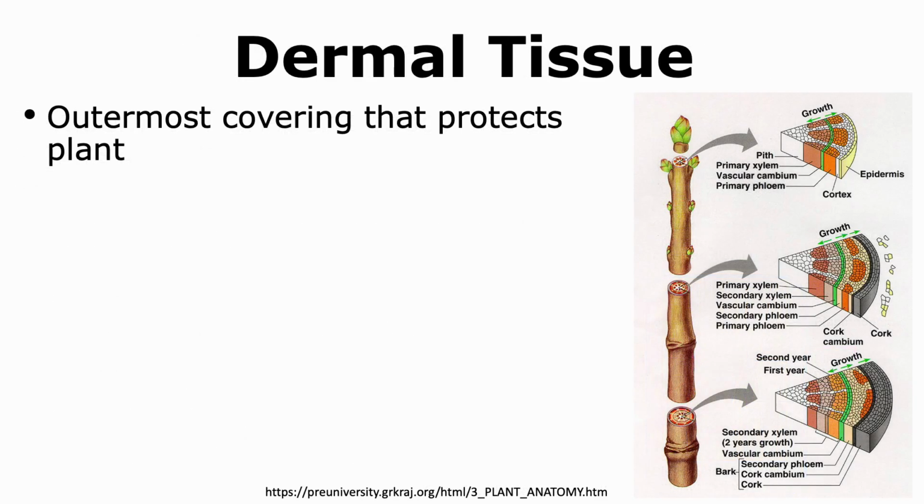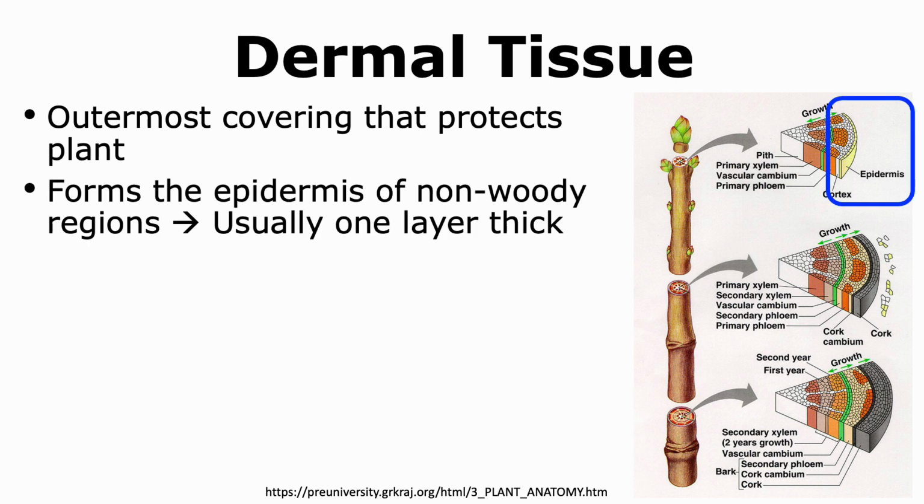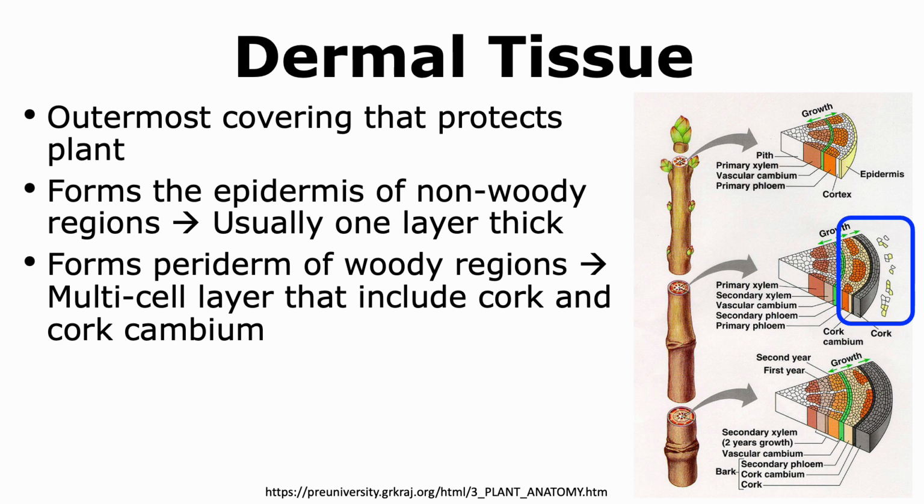Now that we learned about the different cells present in plants, let us learn about the composition of the tissues in plants. The dermal tissue is the outermost covering that protects the plant. It forms the epidermis in plants that don't make any wood. This epidermis is usually only one cell layer thick. In the case of plants that make wood, like trees, the dermal tissue forms the periderm.